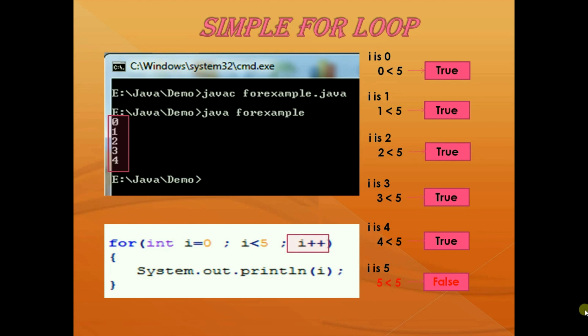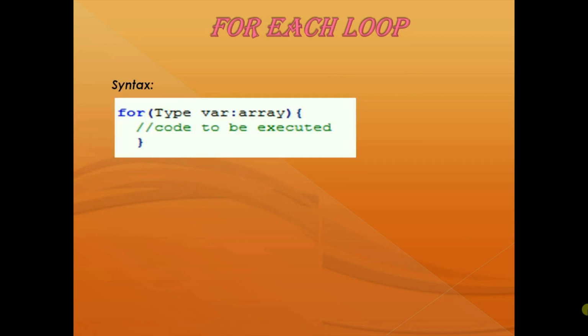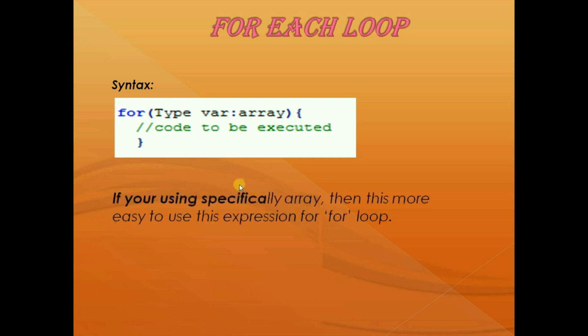So the condition will be false and execution will stop, right? So this is one way of using a for loop. But there is one more way of using a for loop, the Java for-each loop, and it looks like this. This is the syntax of the for-each loop. If you are specifically using an array, then it is easier to use this expression.